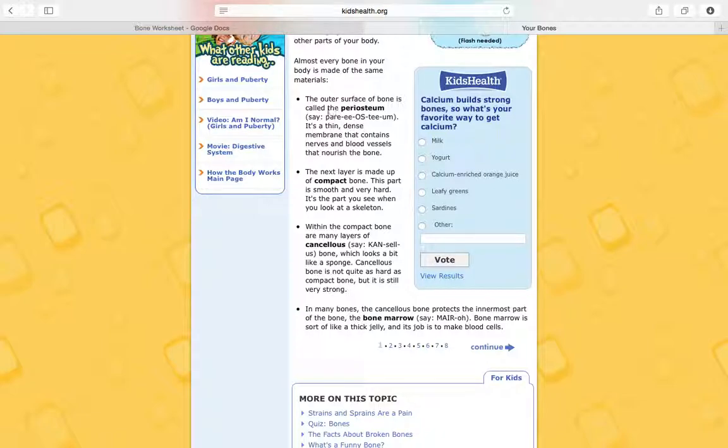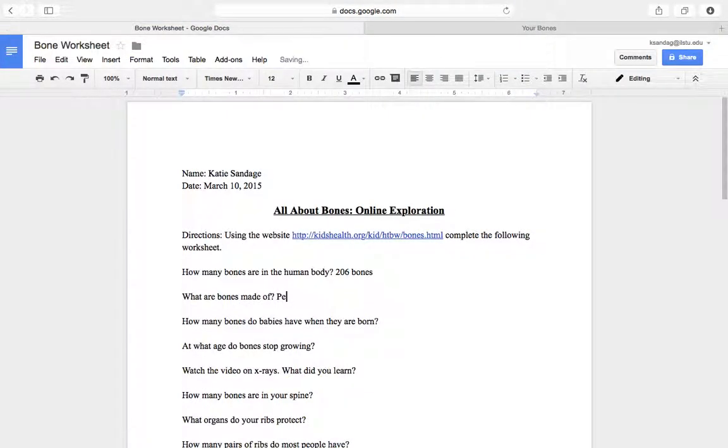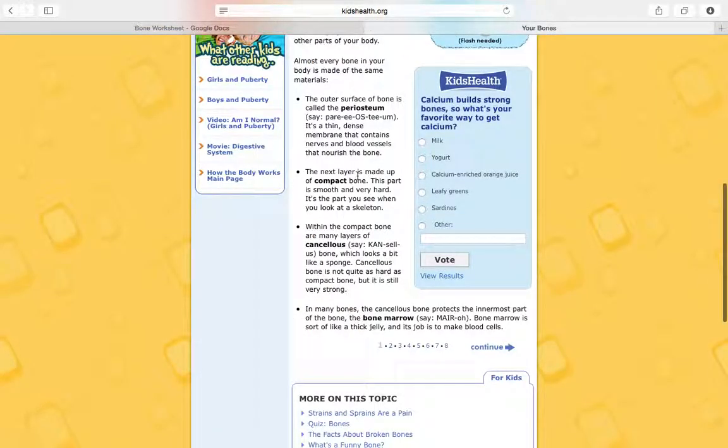So now, reading them, the outer surface of the bone is called the periosteum. And now you see the parentheses, which has the pronunciation in it. That doesn't necessarily need to be read while you are reading, but if you do need help with that pronunciation, which I do not know how to pronounce that word, that would help you out. So it's a thin, dense membrane that contains nerves and blood vessels that nourish the bone. So I'm going to go ahead and take that word and transfer it over into my document. I'm going to go to the next one.